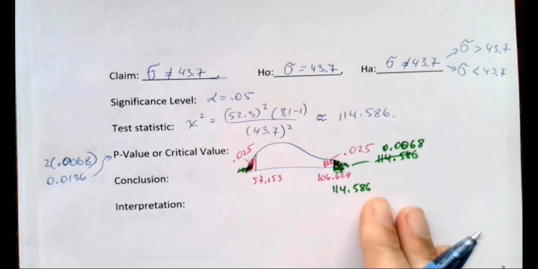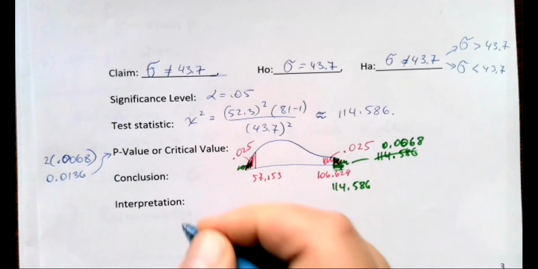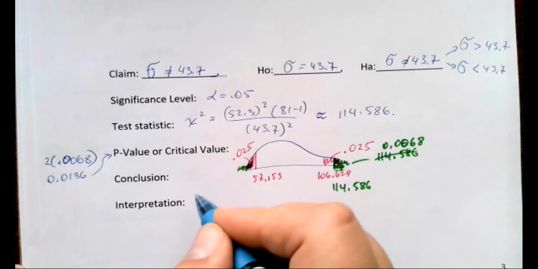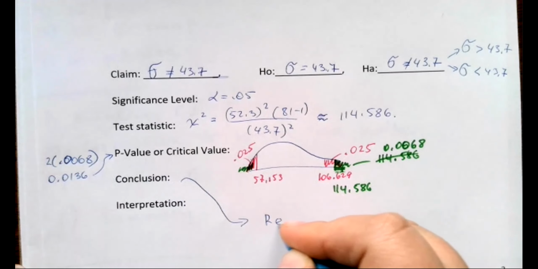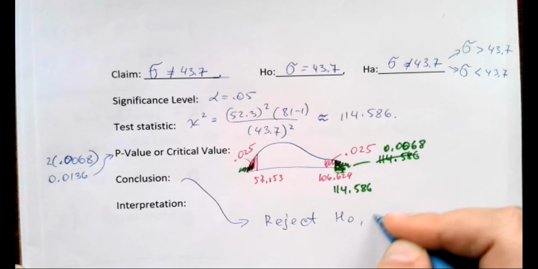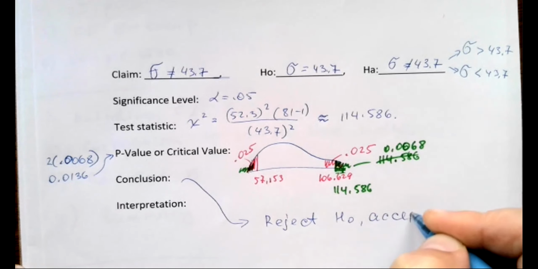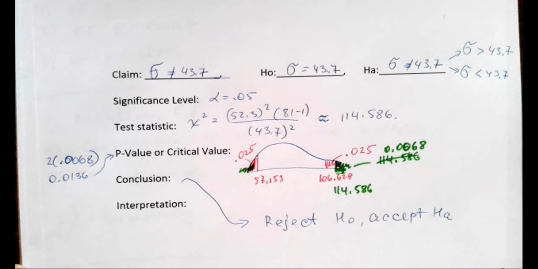But like I said, the information that we got was enough to make the conclusion already. And our conclusion would be to reject the null and accept the alternative. We did get enough support.